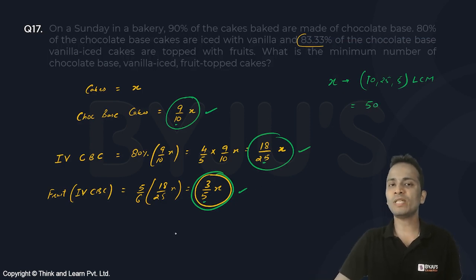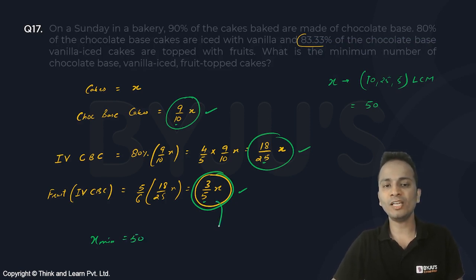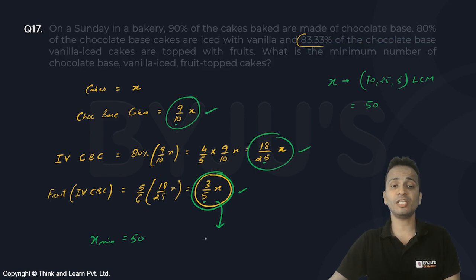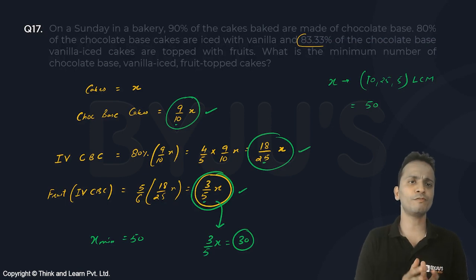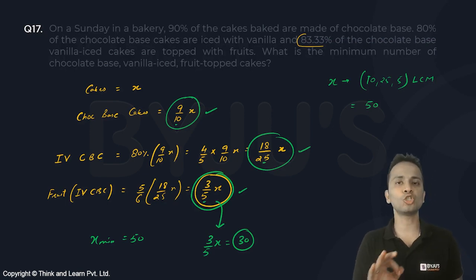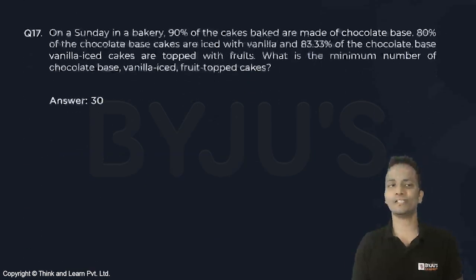So the minimum value that X can take will be equal to 50. And the minimum value of 3 by 5 X will come out to be 30. So 30 will be the minimum number of chocolate based vanilla iced fruit topped cakes, and that is the answer of this question.